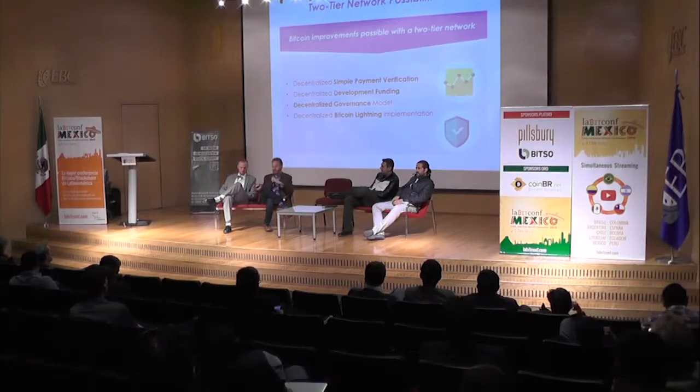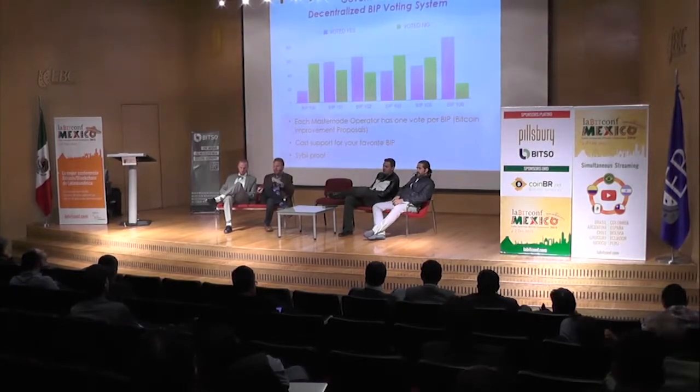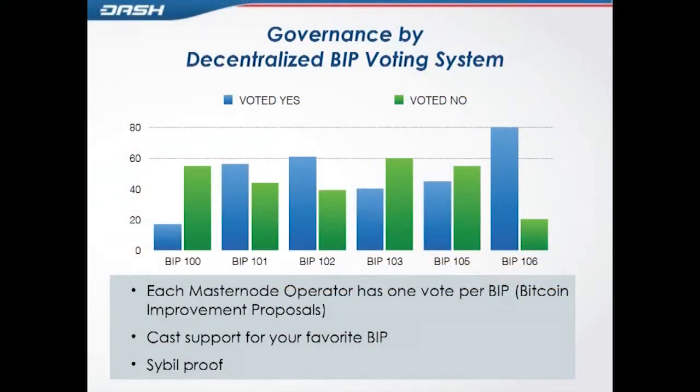And then you could also have decentralized funding like we're using, or decentralized governance. You could probably even implement Bitcoin Lightning in a similar fashion. I was also thinking about governance. What if you proposed the BIPs to the network via the second tier and had them vote on them? So then we would have an instantaneous way of telling how the network feels about individual proposals.